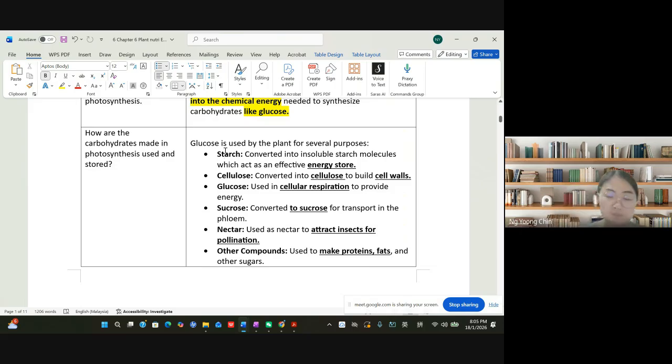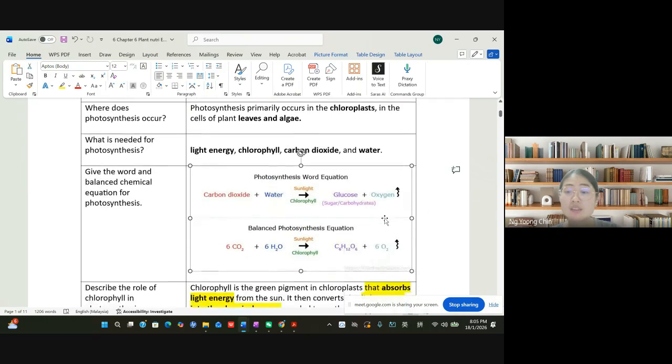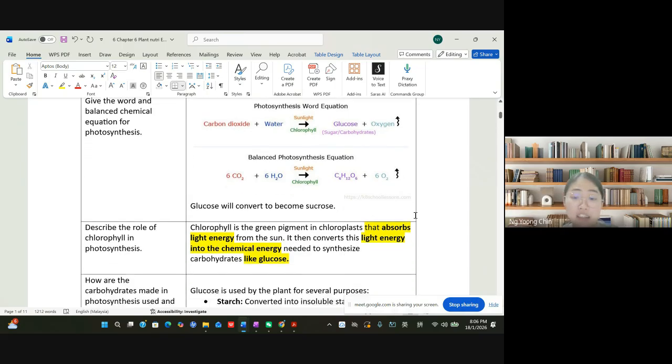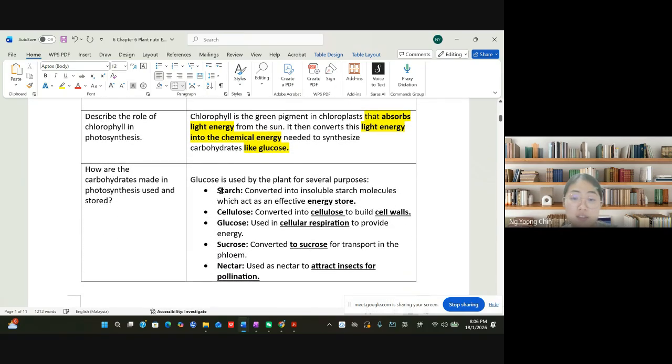Okay, one thing is, whenever they perform photosynthesis in the plant, photosynthesis will produce glucose, but later, glucose will be converted to become sucrose. So for the glucose, they become sucrose. Later, from the sucrose, they can become what? Starch. Yeah. So that's why glucose is being used by the plant for several purposes. They can change to starch.